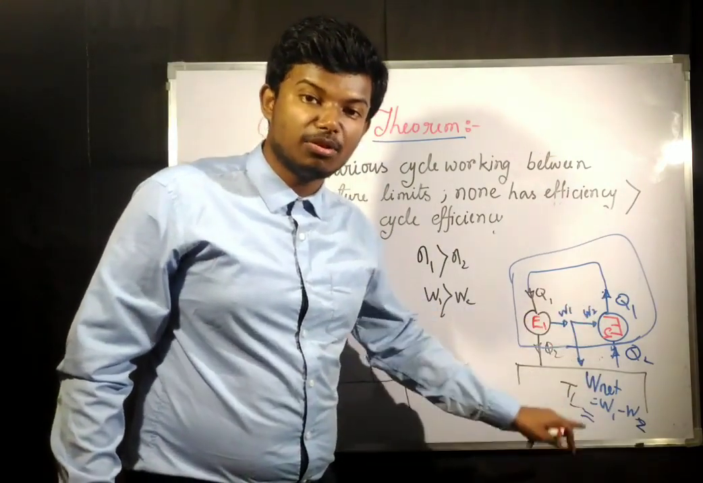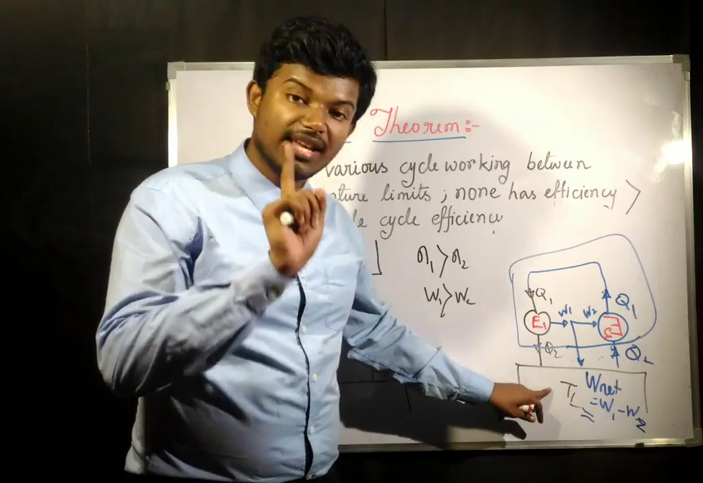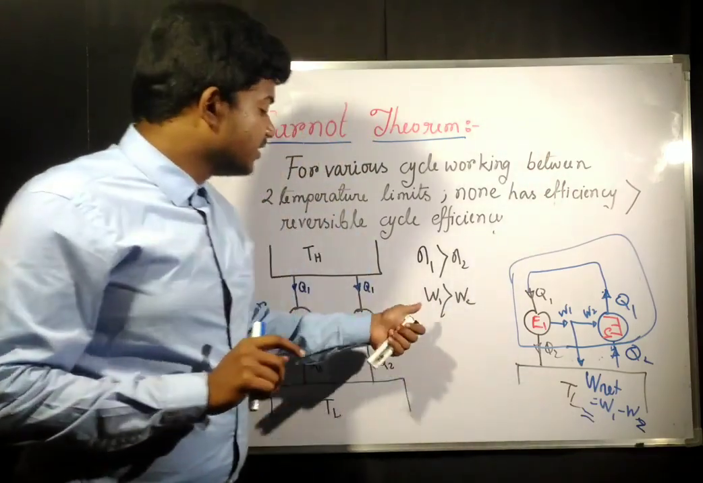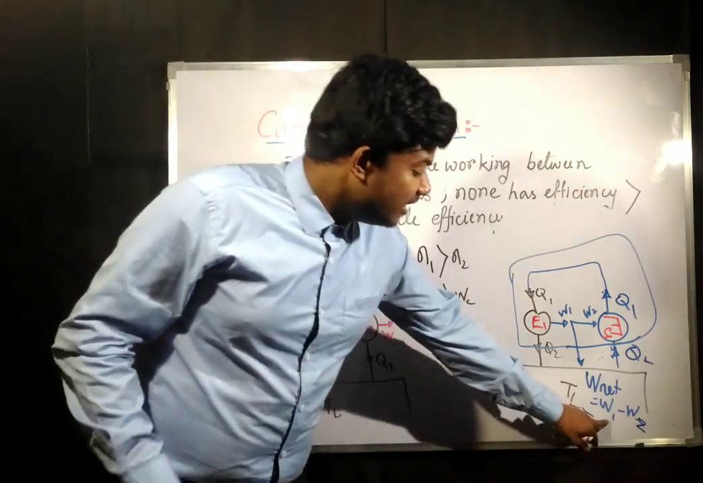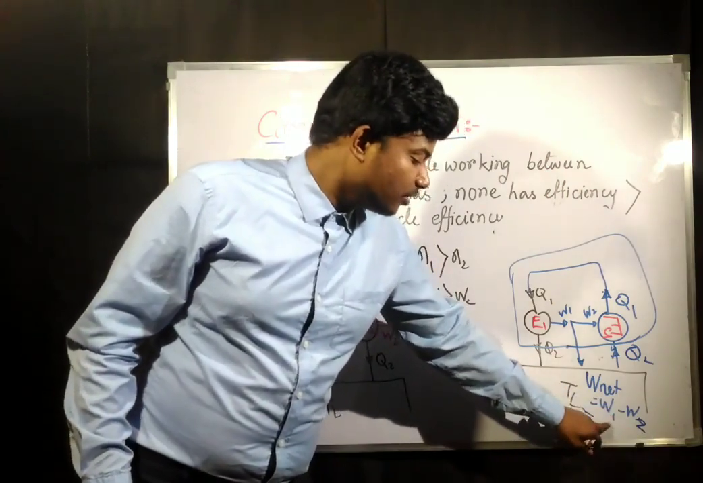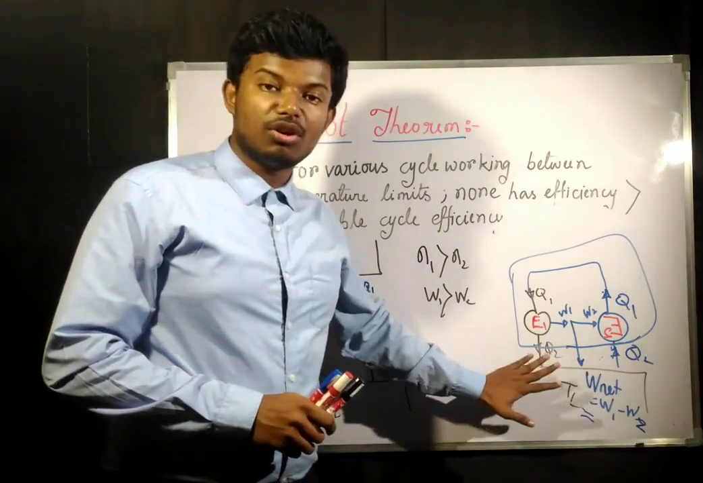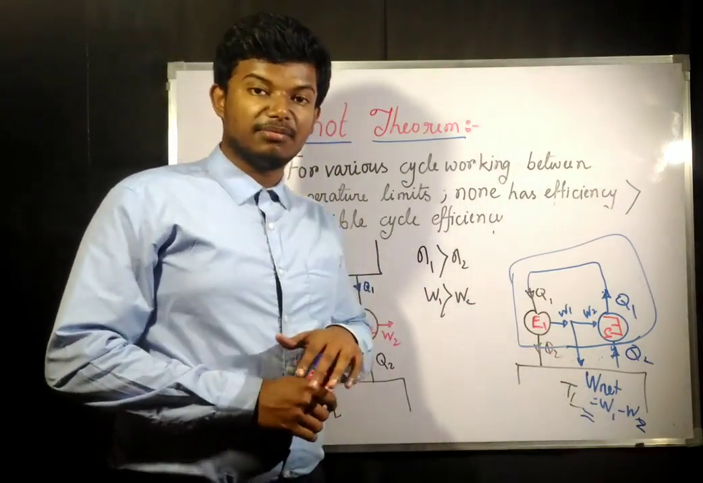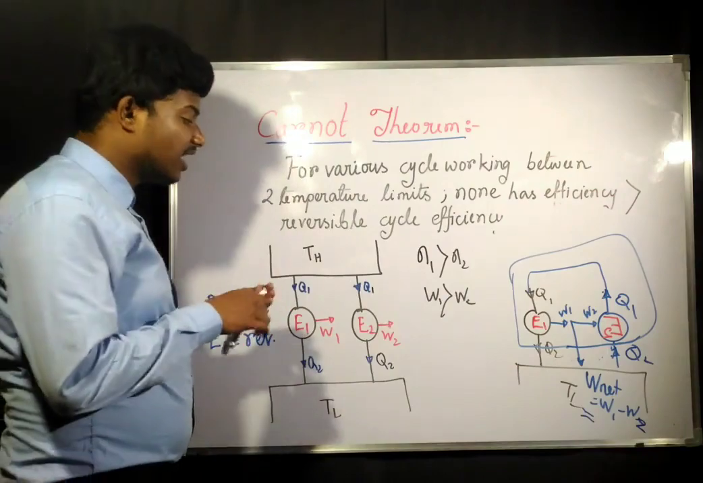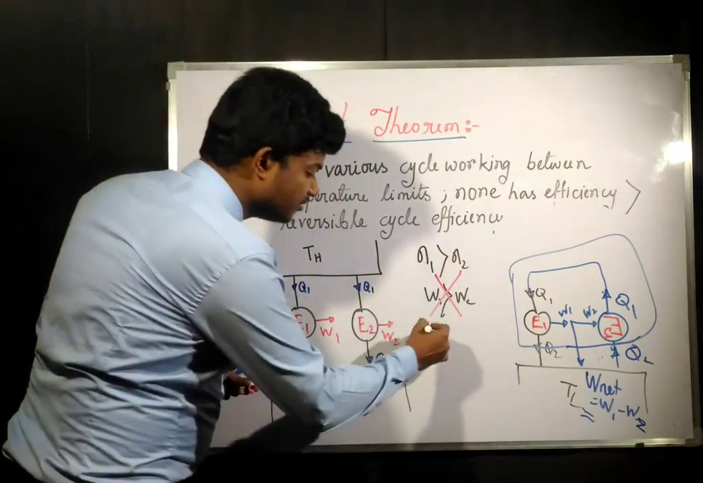But this system is not possible because this is only interacting with a single reservoir. Only if W1 is greater than W2, then only we are going to get W net. Now to get W net, this has to be the system. Again, this system is not possible as it is the violation of the Kelvin-Planck statement. That means our assumption was wrong. The reverse of it is true.